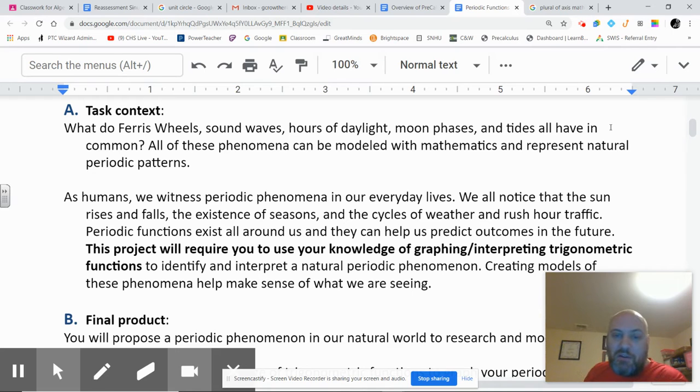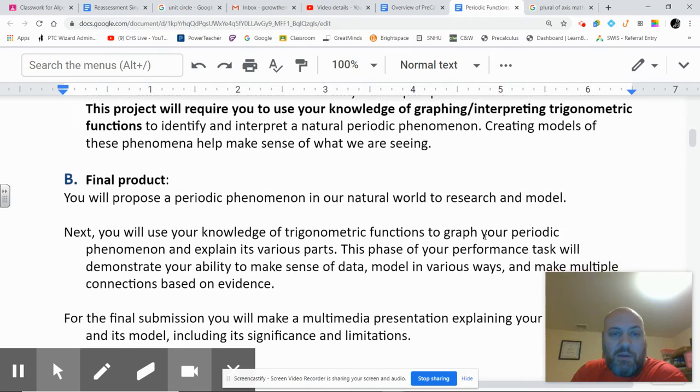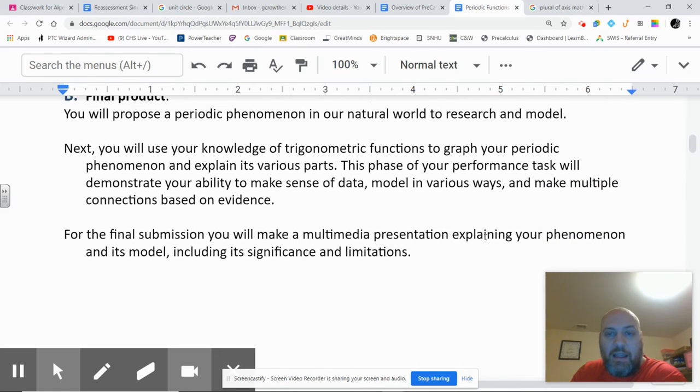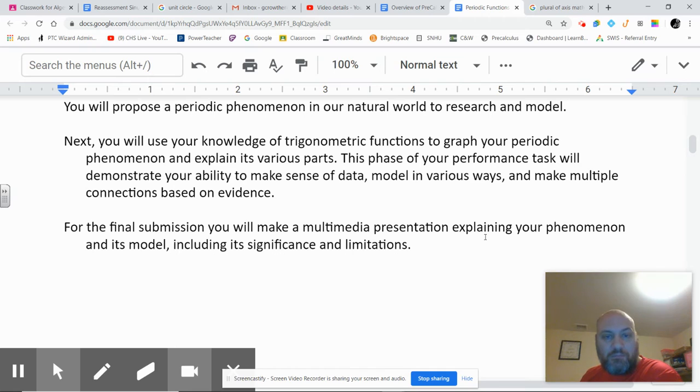This project will require you to use your knowledge of graphing and interpreting trigonometric functions to identify and interpret a natural periodic phenomenon. Creating models of these phenomena help make sense of what we are seeing. So your final product will be built up of a research phenomenon and a model. You'll need to demonstrate your ability to make sense of the data, be able to model it in various ways, and make multiple connections based on the evidence you find. We're going to ask you to make a multimedia presentation explaining your phenomena and its model, including its significance and possible limitations.